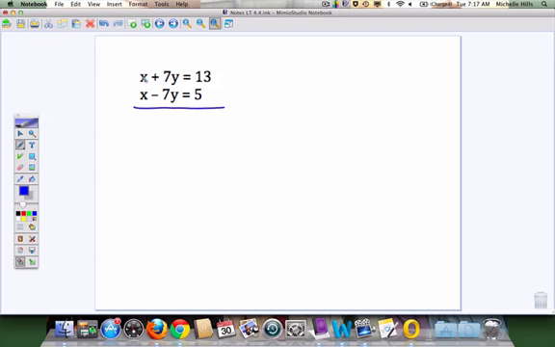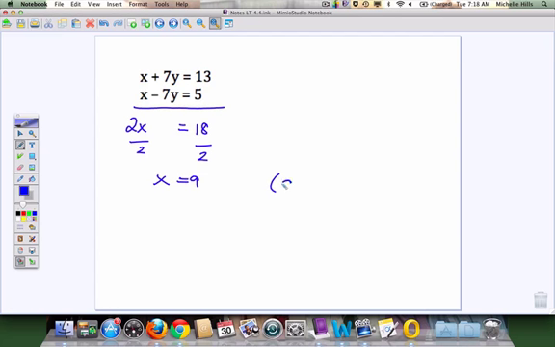So when I add these two equations together, a 1x plus another 1x is a 2x. Double checking, positive 7y minus 7y is 0, so I don't write plus 0y, it's just 0, so I don't need to write it. And then I have a positive 13 and a positive 5. Again, I'm adding these equations together, and that would give me a positive 18. Solve by dividing both sides by 2 to get x equals 9.